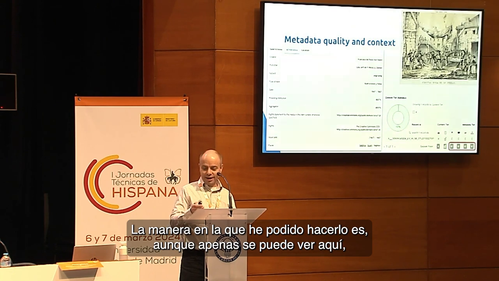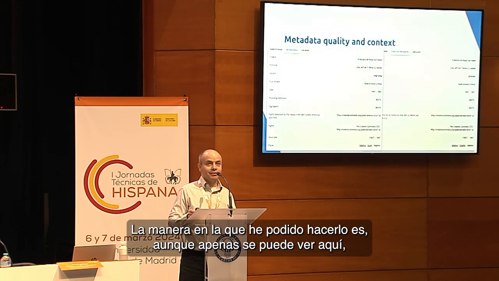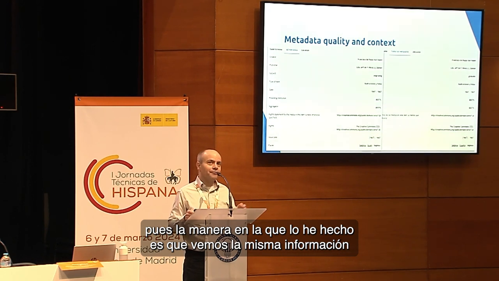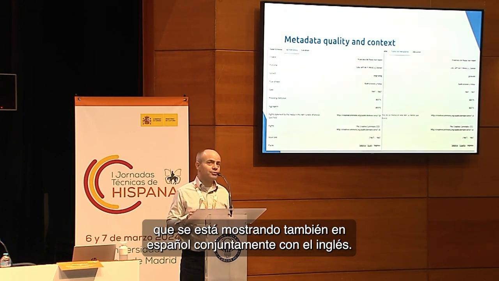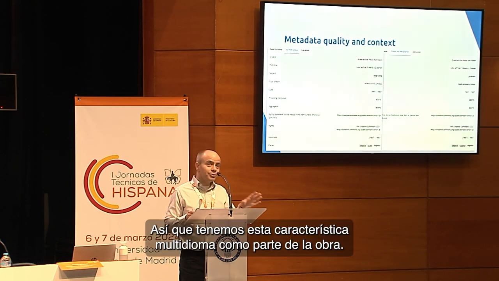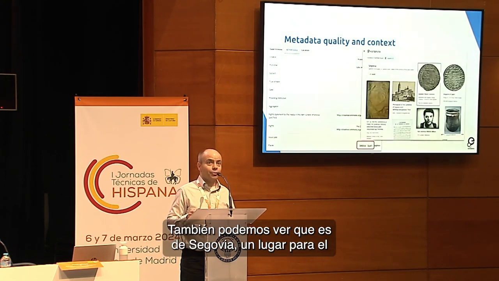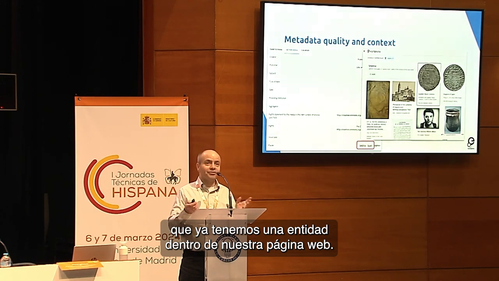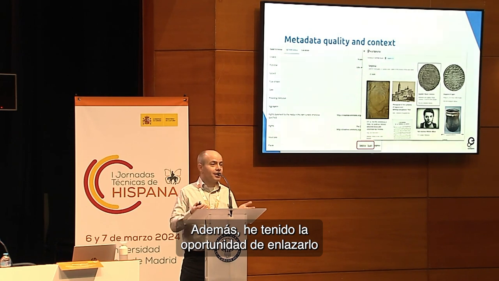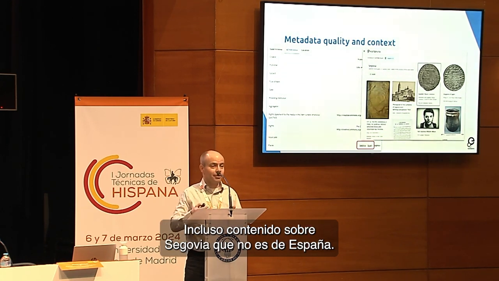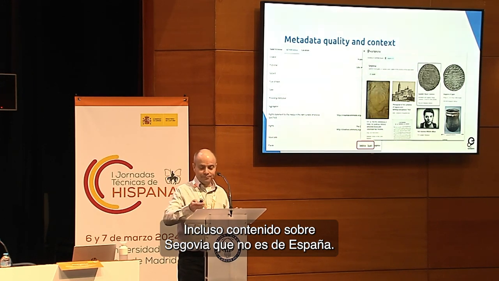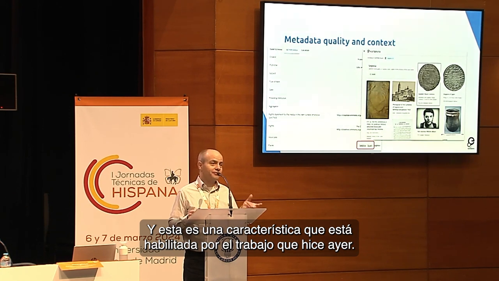And this was the way I've done this. The way I managed to do this is actually now, you see the same subject and place and information also being displayed in Spanish as well, alongside English. So you have a multilingual feature as part of this here as well. You also see, like for Segovia, as it's a place that we have already an entity in our website, you have the chance now of linking through to other content from Segovia, even from content about Segovia that is not from Spain. This is a feature that is also enabled by what I've done with the data yesterday.